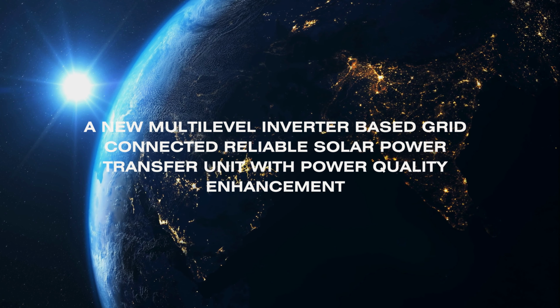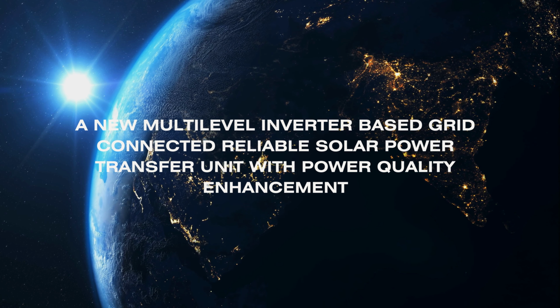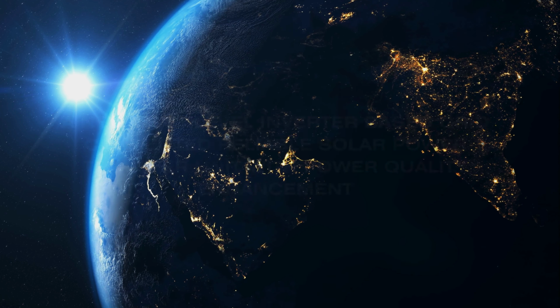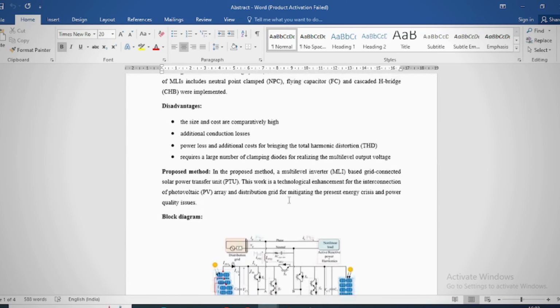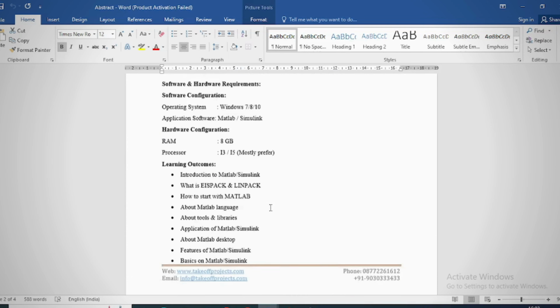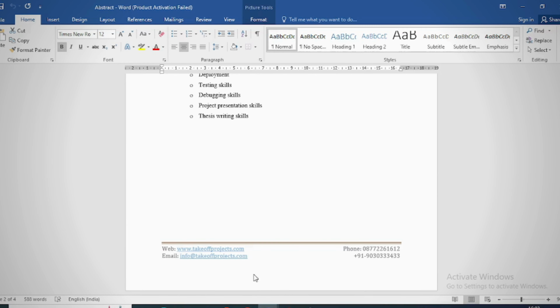A new multi-level inverter-based grid-connected reliable solar power transfer unit with power quality enhancement. Abstract. The main objective of this project is to develop an innovative and efficient solar power transfer unit that seamlessly integrates renewable energy sources into the grid while enhancing power quality.